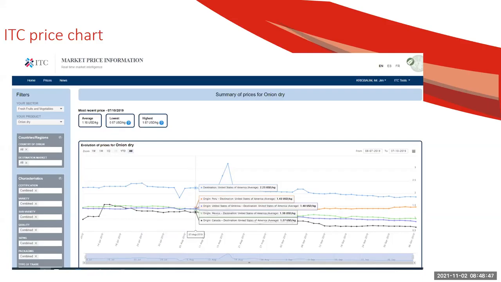As you look here, this was on onions, dried onions. It shows the different prices for different origins. It kind of gives you an idea of what the price range is, but I do not recommend that you utilize this as a means to set your price, particularly on a product like dried onions.